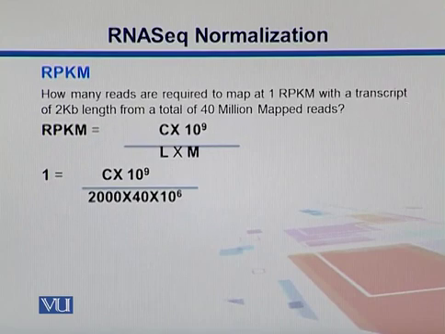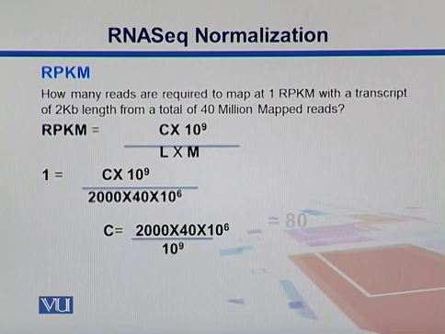So here we do another calculation. We are asking how many reads are required to map at 1 RPKM with a transcript of 2 kb length from a total of 40 million mapped reads. So here we are interested in how many reads are required to map. So we are actually looking for C here, and plug in different numbers. We do some calculations and we came up that we need 80 reads to be hit with this transcript of length 2 kb, whereas a total of 40 million reads were mapped for the whole sample. So we need 80 reads to be mapped with this in order to get an RPKM of 1.